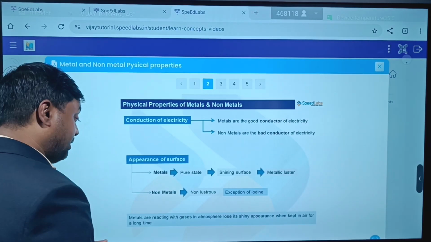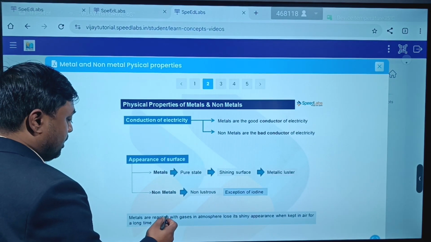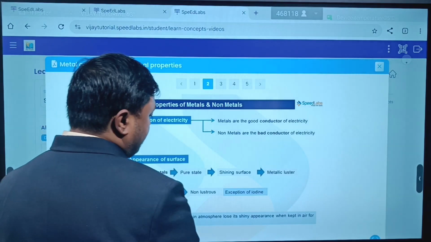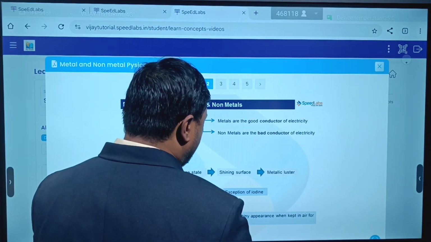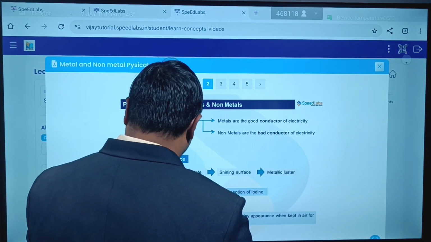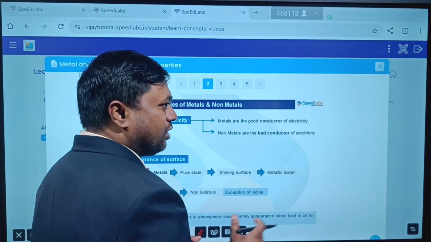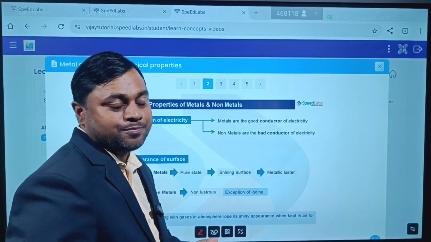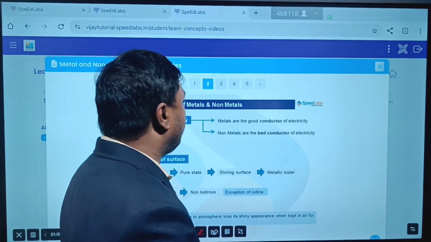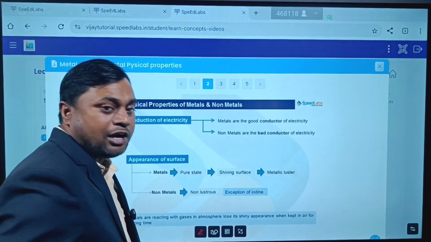Diamond also, you can see, is lustrous. Metals react with gases in the atmosphere and lose their shiny appearance when kept in air. So metals generally undergo corrosion. Iron, copper, aluminum get corroded in the presence of the atmosphere.